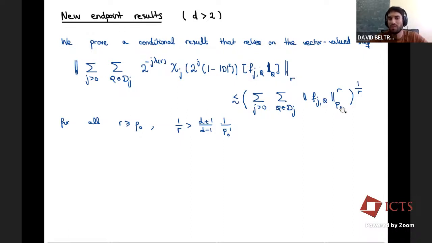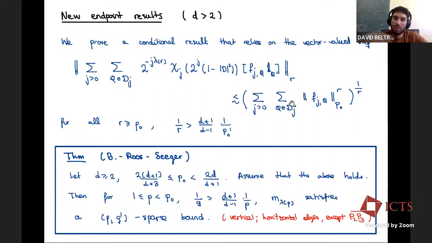Here I wrote it in the way of P to R. So it will be a P to R off-diagonal vector-valued inequality. They already fit in weak-type bounds. Here we put an off-diagonal assumption. In that situation, we prove the sparse bounds in the whole vertical segment.